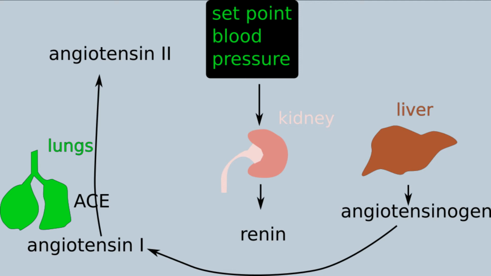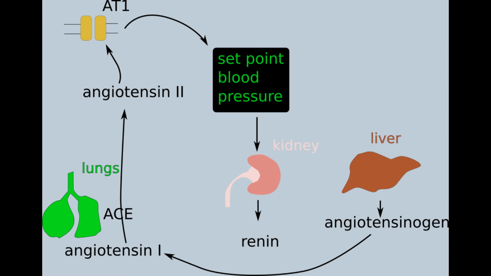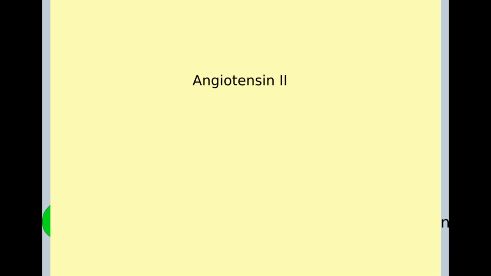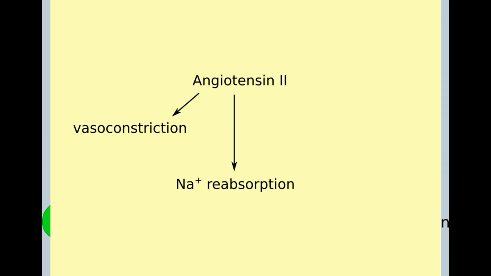Angiotensin 2 acts on angiotensin receptors. There are two types of angiotensin receptors, angiotensin 2 type 1, or AT1 receptors, and angiotensin 2 type 2, or AT2 receptors. The main kind of receptor in blood pressure regulation are the AT1 receptors, although there is also evidence that AT2 receptors also play special roles. Through AT1 receptors, angiotensin 2 does three things. It causes vasoconstriction, it causes the reabsorption of sodium, and it causes the release of aldosterone from the adrenal glands.